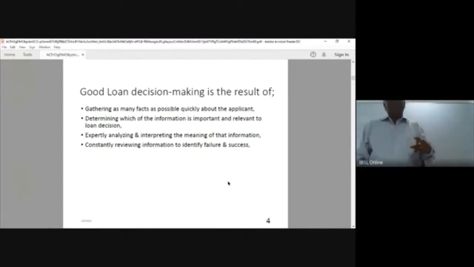So as a credit officer, you have to keep in mind all these facts. Expertly analyzing and interpreting the meaning of that information, so there you have to develop your skill. One thing you must know, you have to have the knowledge about this and you have to develop your skill for expertly analyzing and interpreting the meaning of that information. Of course, again and again when you do, automatically it will come.